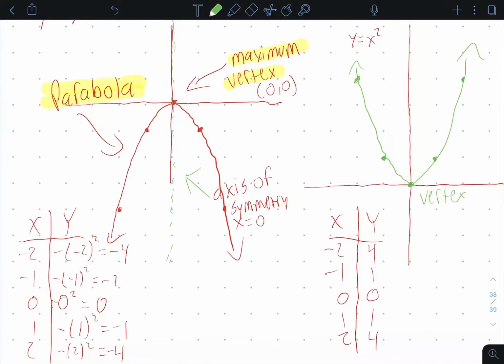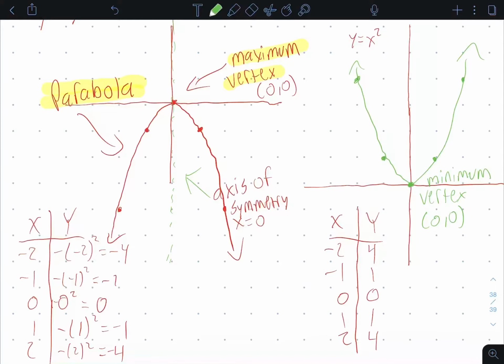The vertex, that's either the top or the bottom of a parabola. It's where the turnaround point is. This turnaround point is the vertex, and it happened at 0, 0 for this graph. It is the lowest point on the graph. 0, 0 is the lowest point, so that is called the minimum. The vertex happens at the minimum of this graph, and that's at 0, 0.